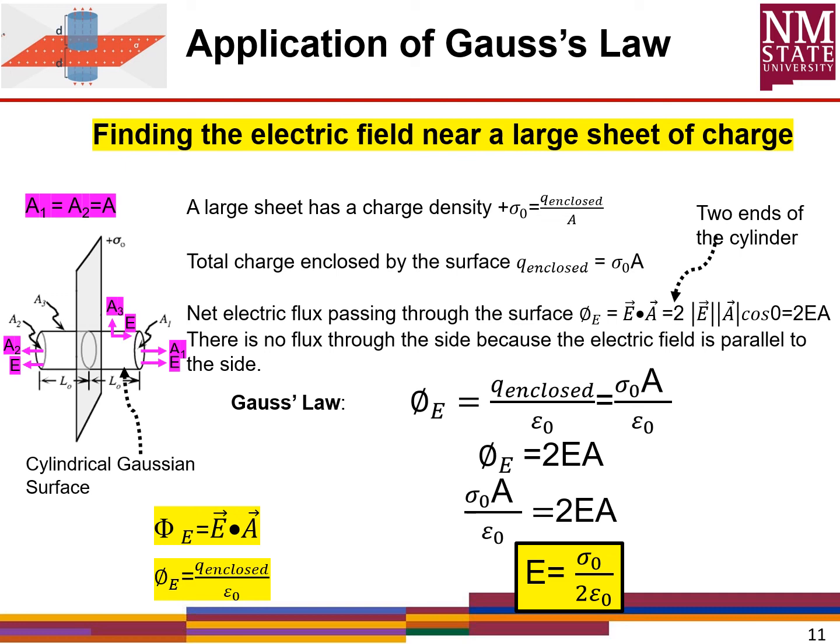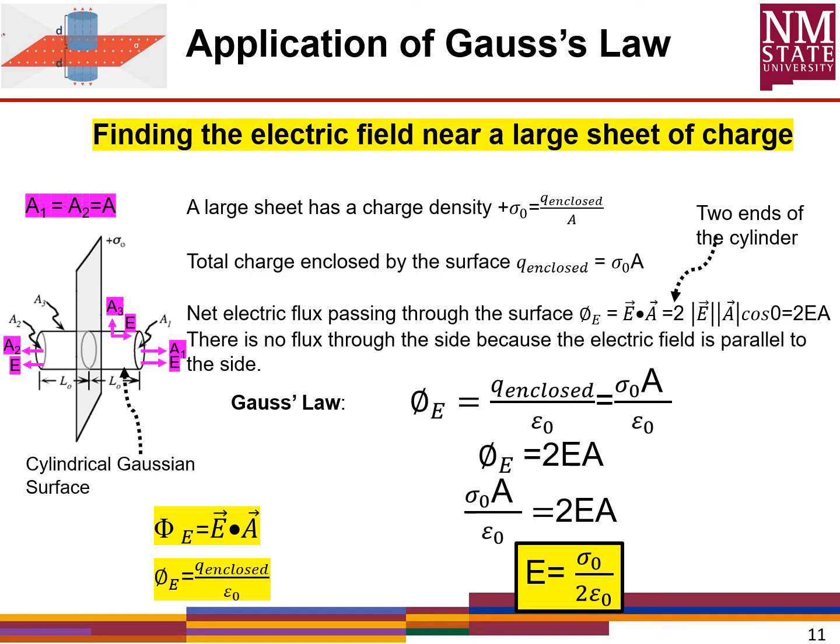For the second surface, it's the same as the first, because the angle between E and A2 is also 0, and again we get E times A for this surface. So here we have one E times A, and here another E times A. Then we add these two to find the net flux, and we get 2 times E times A, 2EA.